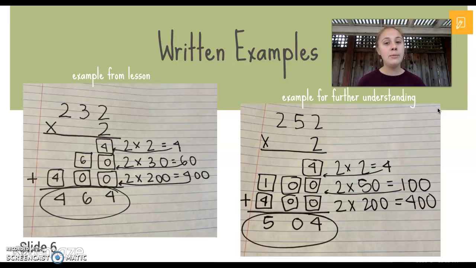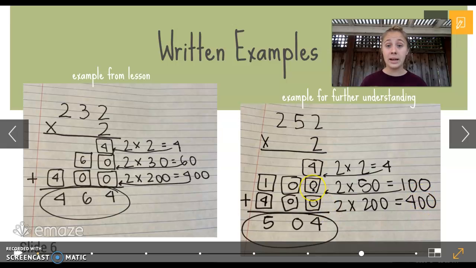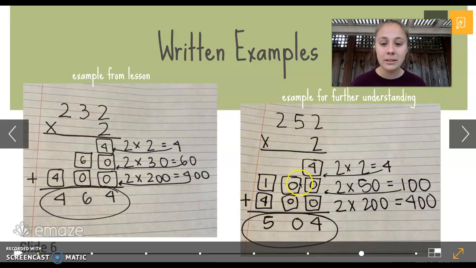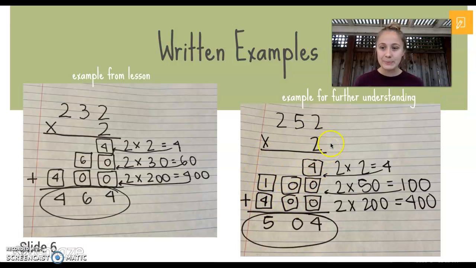So when I move my answer from the right side of the equation to the left side to add it for my third step, I just added another box so that it could be 100, because we want to make sure we're representing the correct place value. And then the next one was 2 times 200, and that equals 400. Then I added them all together in the third step, and we got our answer.